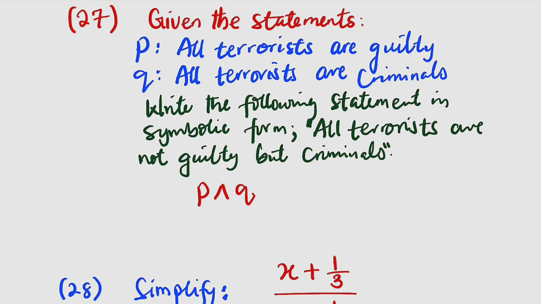But they said that the first statement, remember, it is what? All terrorists are guilty. But according to the statement given to us here to write, they said all terrorists are not guilty. So you have to negate this one. And hence, this is said to be the solution to this problem, which reads, all terrorists are not guilty, but criminals. This is how to write it.